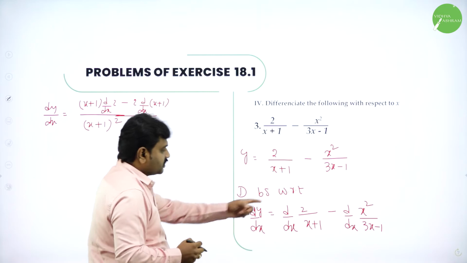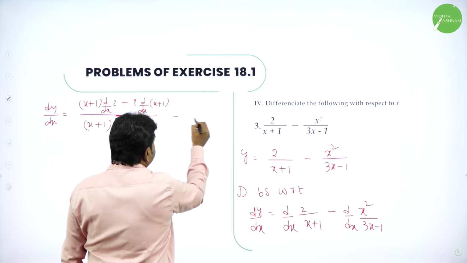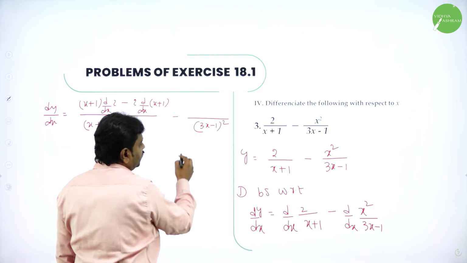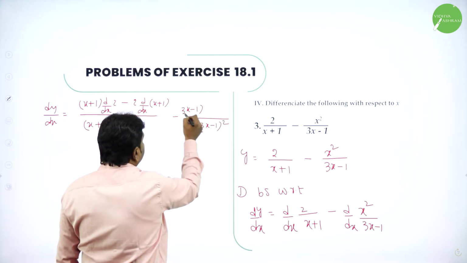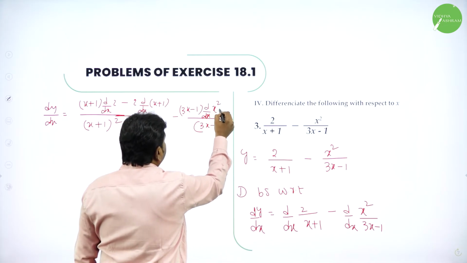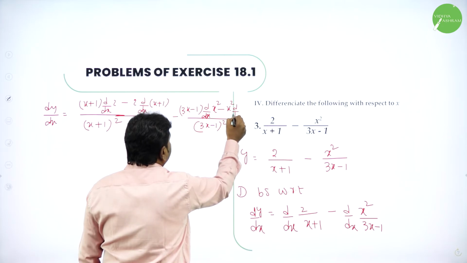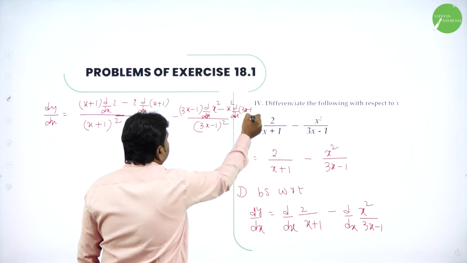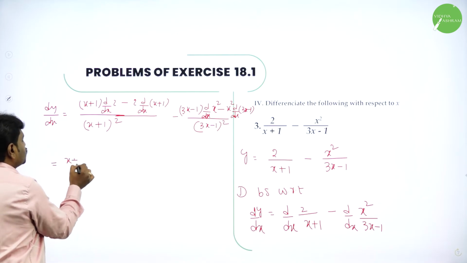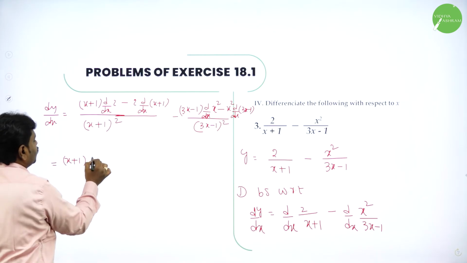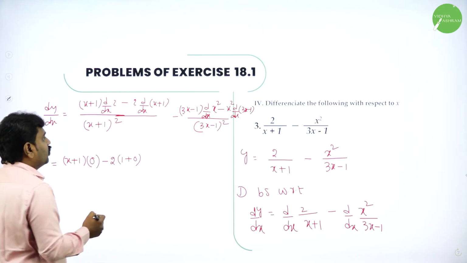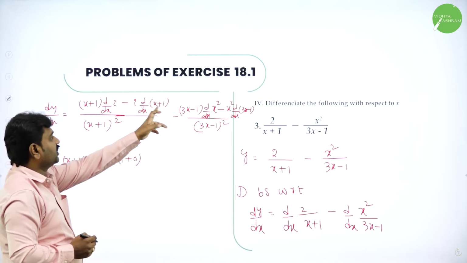Again we can use the same thing for the second term, that is, in the denominator the whole square, and denominator into derivative of numerator d by dx of x square minus x square into d by dx of 3x minus 1. For both the terms separately use quotient rule. So that will become x plus 1 the whole square, derivative of 2 is 0, minus 2 into derivative of x is 1 and derivative of 1 is 0.